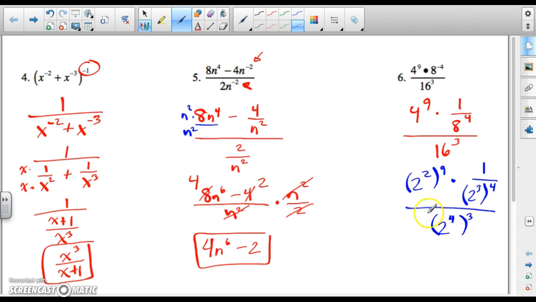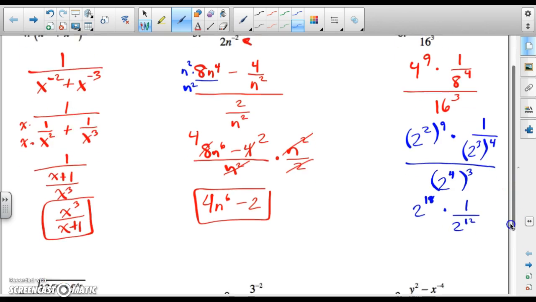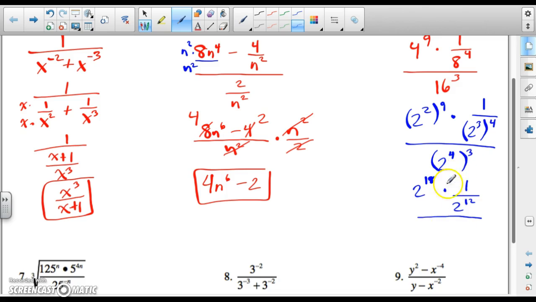So we can simplify this again. This is just multiplying exponents. We now have 2 to the 18th times 1 over 2 to the 12th, and that is divided by 2 to the 12th. Like that. Since this is the same thing as 2 to the -12th, we can just combine these. 18 and 12, we can combine those. That's going to give us 2 to the 6th. And then on the denominator, we have 2 to the 12th. And so 2 to the 6th over 2 to the 12th will just give you 1 over 2 to the 6th. Like that. Okay. All right.